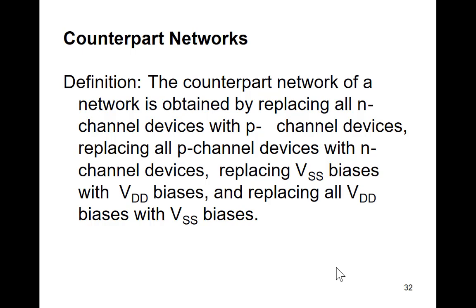Let me define something called a counterpart network. The counterpart network of a network is obtained by replacing all N-channel devices with P-channel devices, replacing all P-channel devices with N-channel devices, replacing VSS biases with VDD biases, and replacing all VDD biases with VSS biases. So I'm defining a certain network now.